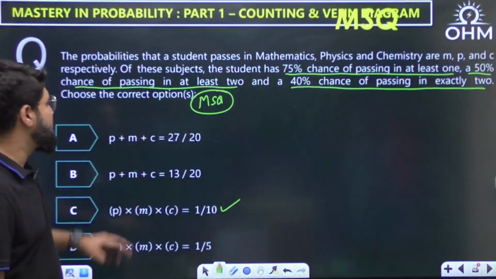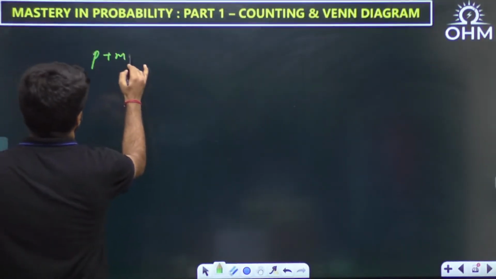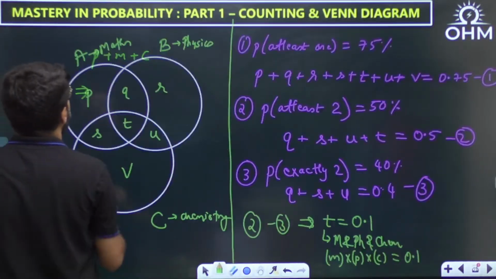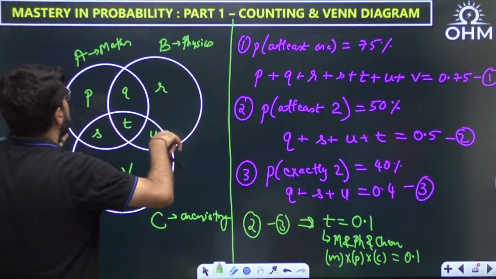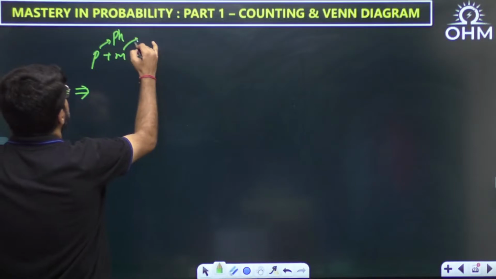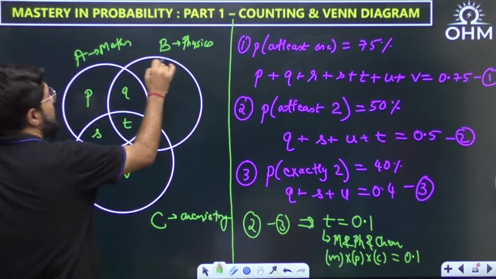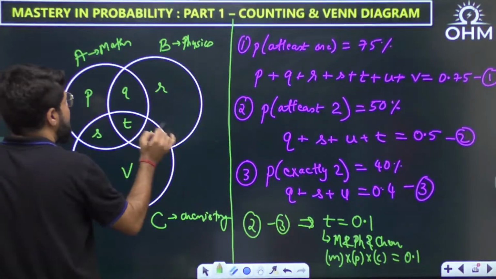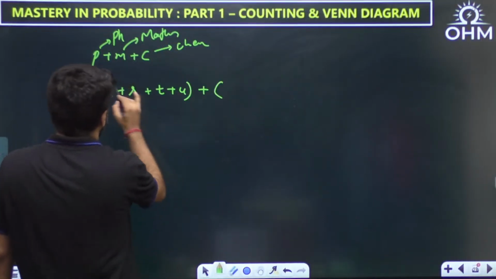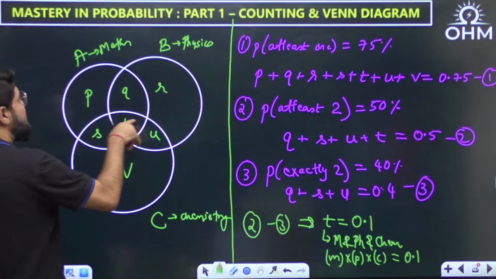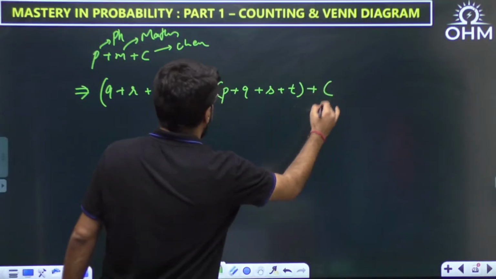Now P plus M plus C. So when I want to add, P plus M plus C. Now see please, what is P? P here means physics. This P is for physics, this M is for maths, and this C is for chemistry. So physics, what are the portions included in physics? Q, R, T, U. Then maths: P, Q, S, T. And chemistry, what are the probabilities?